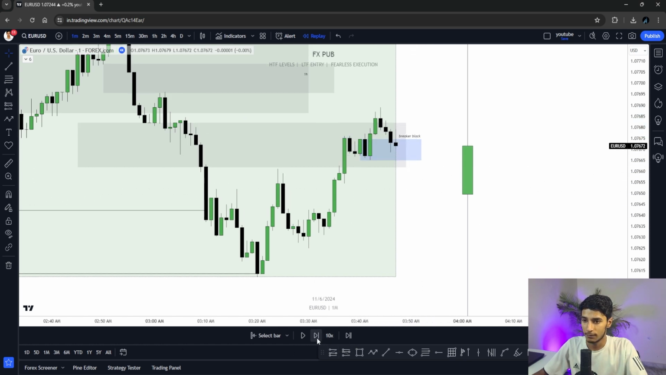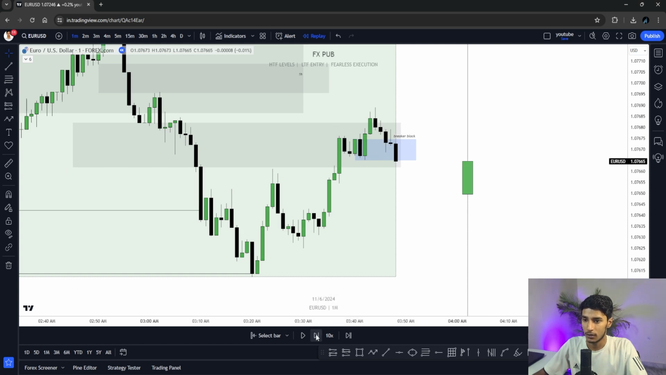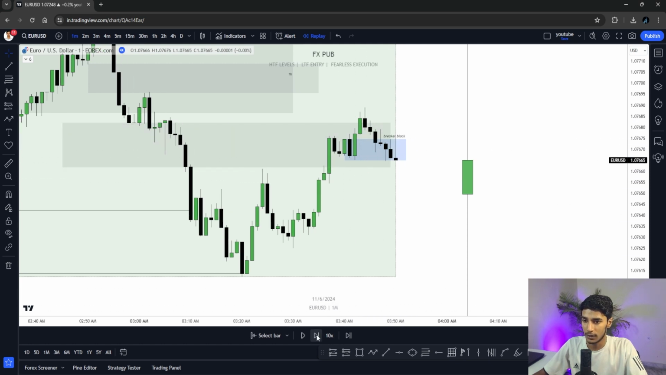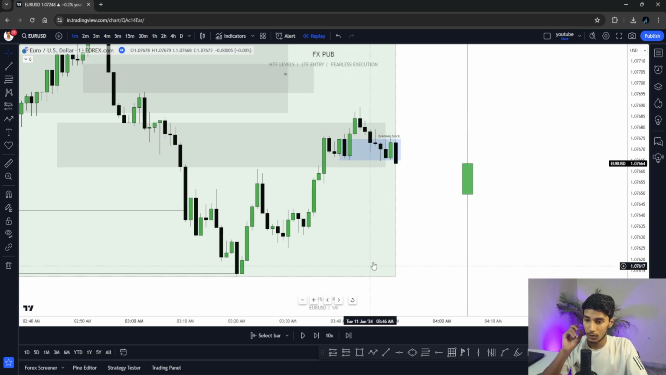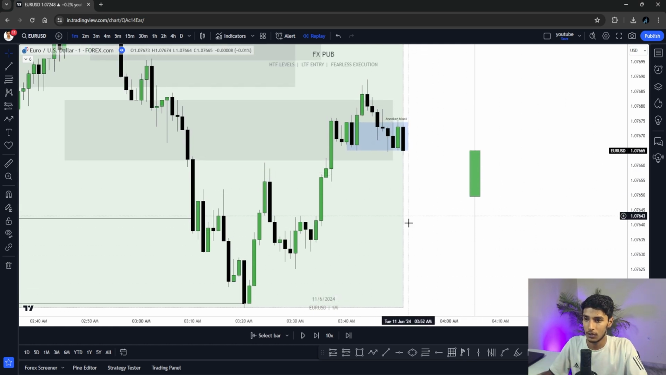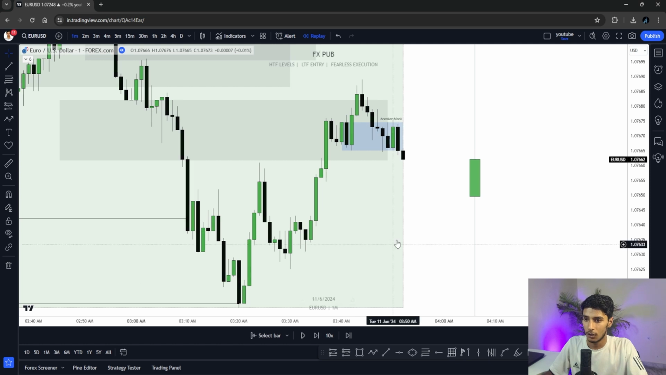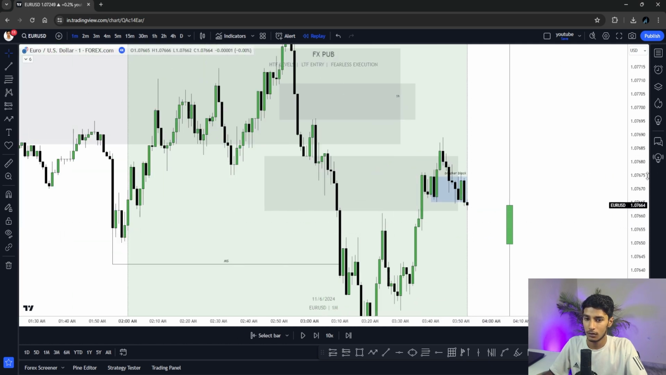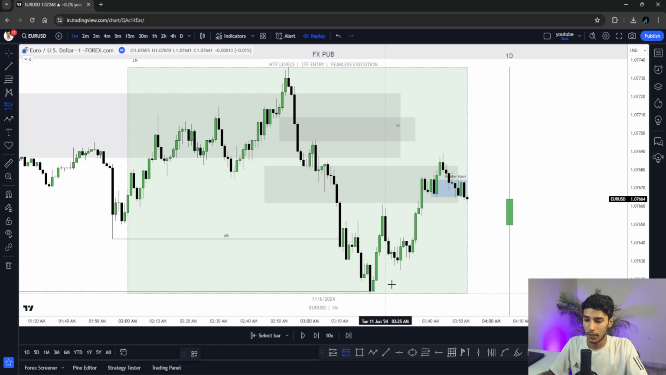So let's see. They are currently rejecting. Okay, it swept the low, closed within the range. This is not enough. Still we are inside the range. They closed inside the range again. Now they have made some sort of bearishness. Okay, now they closed below. So what I have done, I have put my limit here.